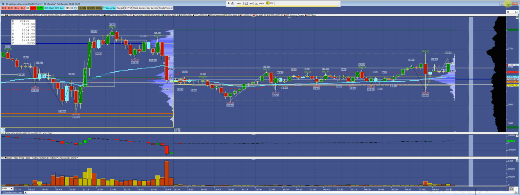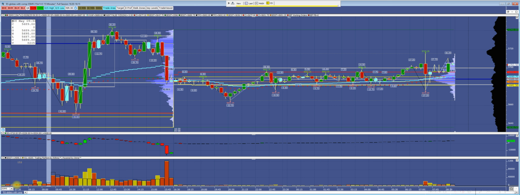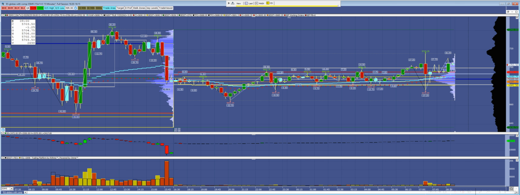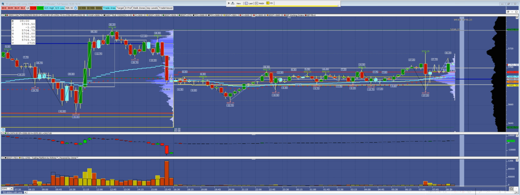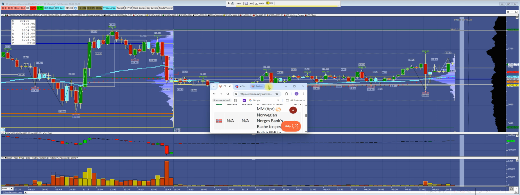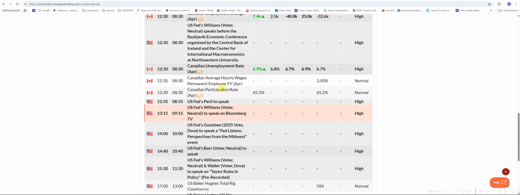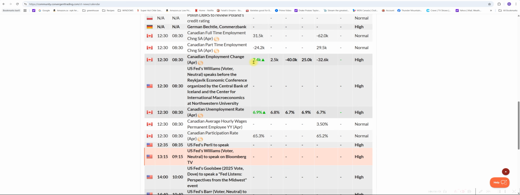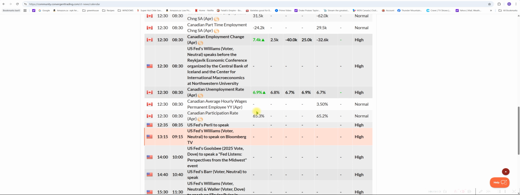So in terms of gotta go news, let's quickly take a look at the news. All right, so looking at the news, what do we got? So 8:30, we had unemployment. Employment change 7.4 versus anticipated 2.5. Unemployment rate was up though, 6.9 versus 6.8.